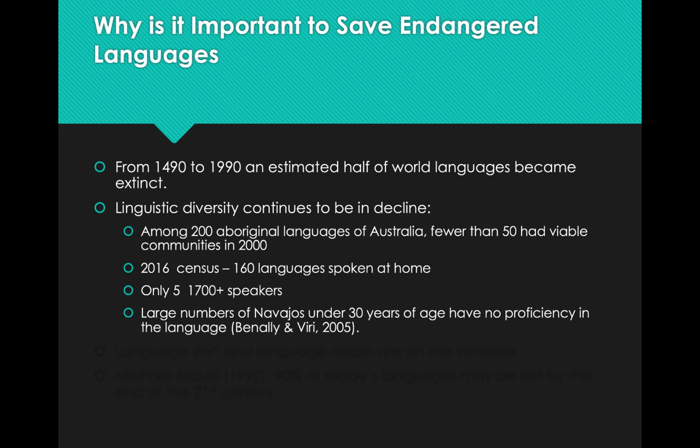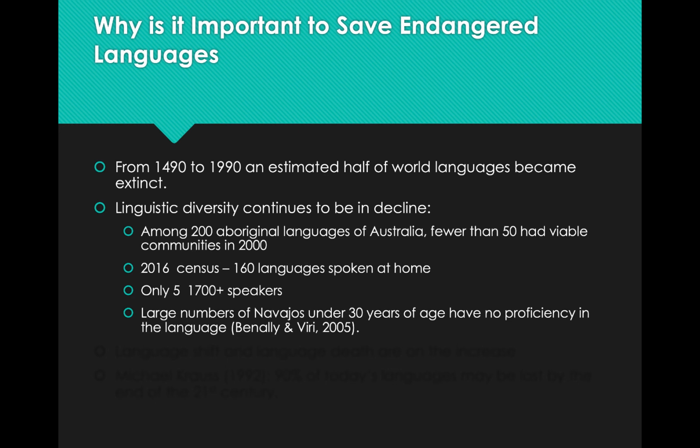Out of approximately 200 Aboriginal languages of Australia, only 50 had viable communities in the year 2000. By 2016, the total number was reduced to 160, with only 13 spoken by children, and only 5 had more than 1,700 native speakers, but none had more than 4,300 speakers. Just for comparison, 4,300 speakers is approximately 15% of the number of undergraduate students enrolled at Cal Poly Pomona.